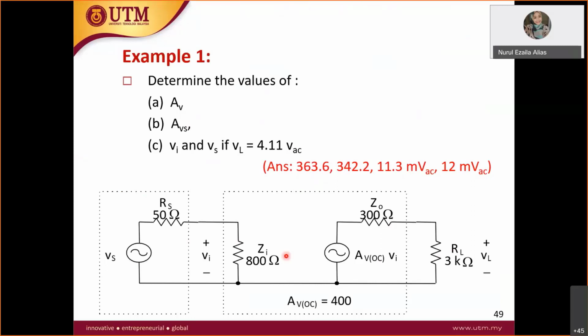So V out is actually equal to what? V out is actually here, VL. This is V out. They put it as VL. This is actually your V out as well. Same thing, VL or V out.